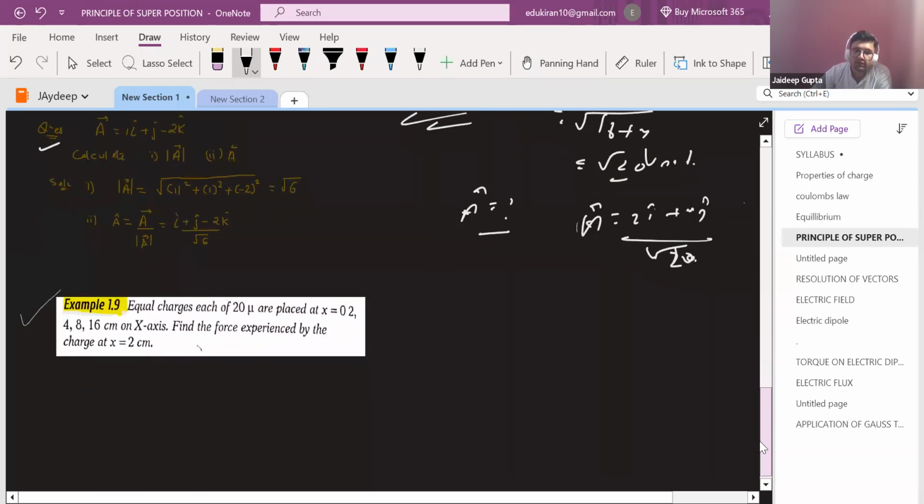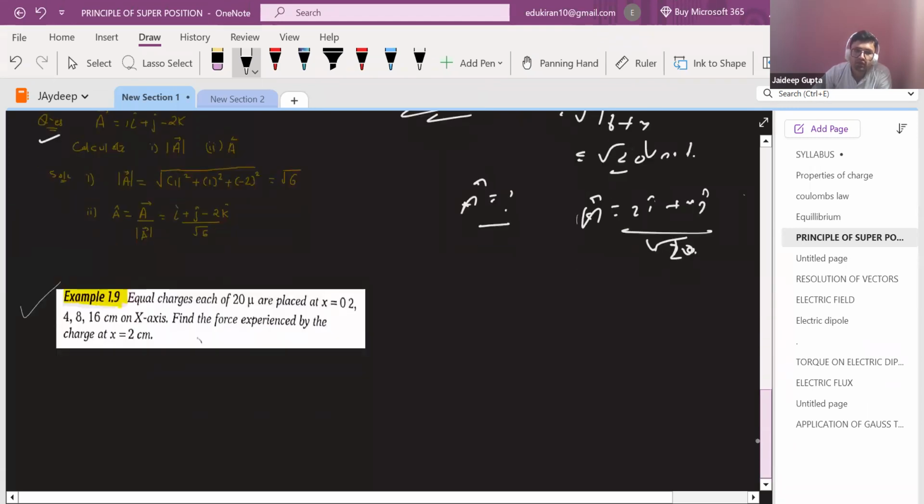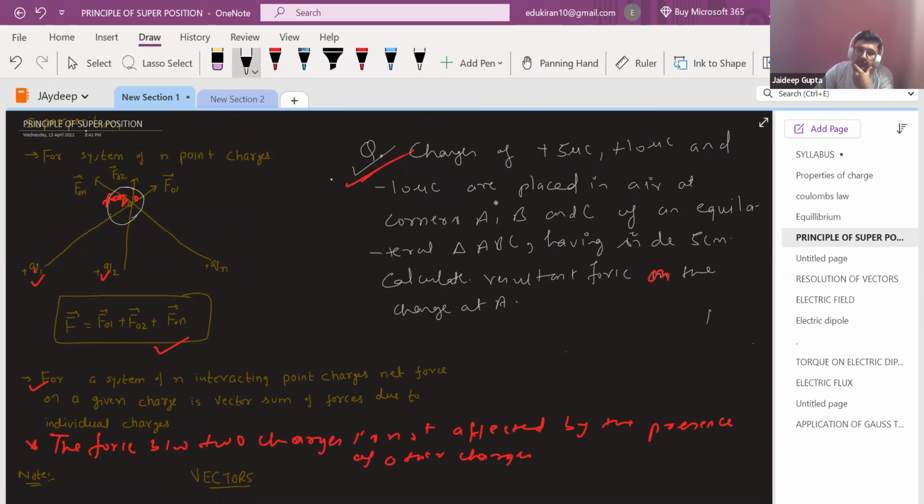Do you have mathematics? Yeah. Okay. Now try this question. The charges of 5 microcoulomb, 10 microcoulomb and minus 10 microcoulomb are placed in air.